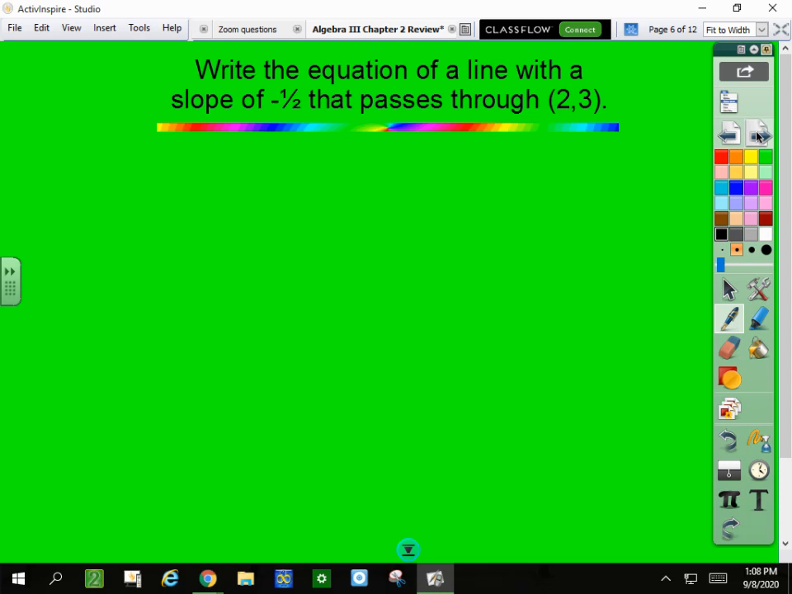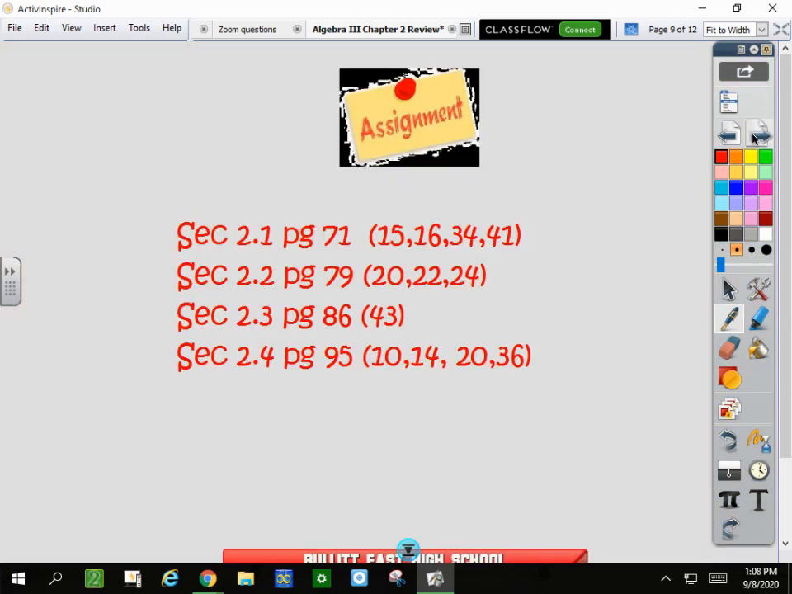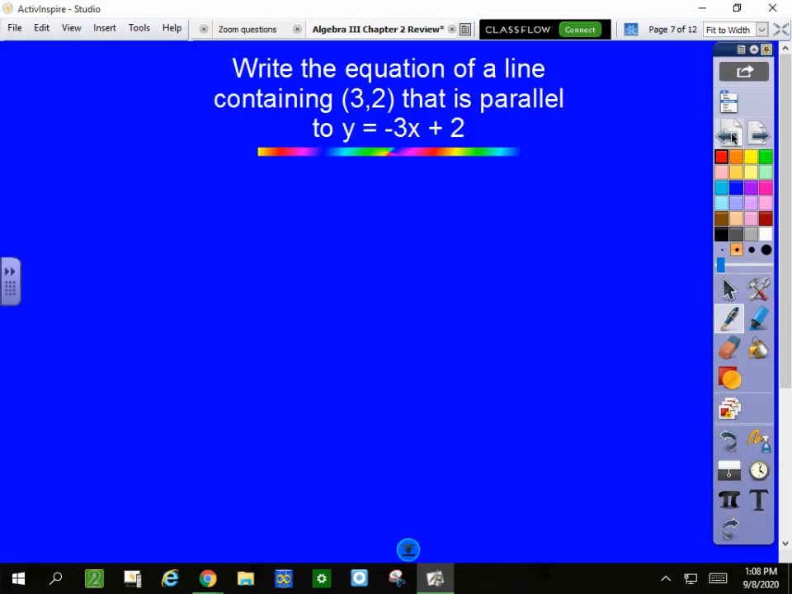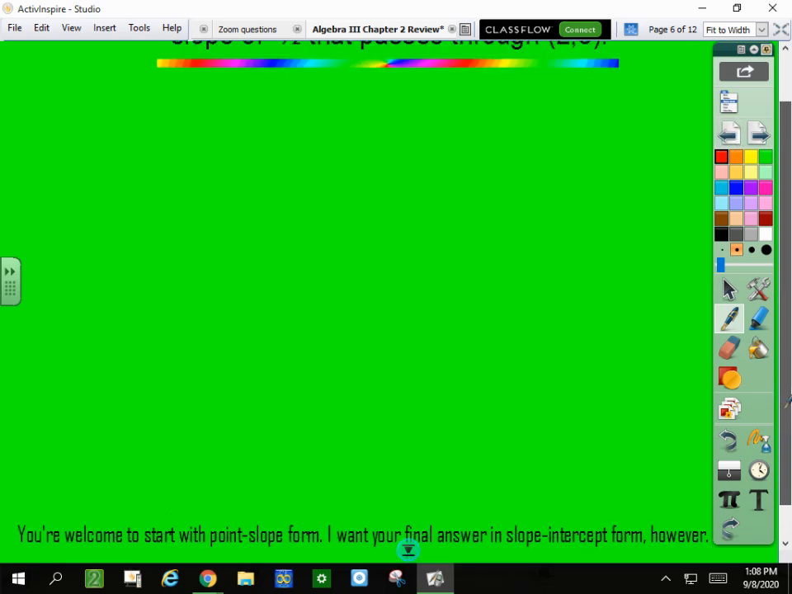So now we're going to write the equation of a few different lines given different pieces of information. I want every time your final answer to be in slope-intercept form. You might start with point slope. I think I have that on one of the slides. Well, I did. I might have lost it somehow. Oh, there it's at the bottom here.